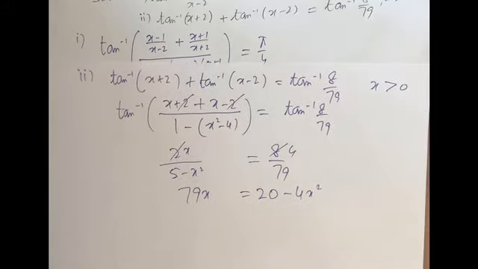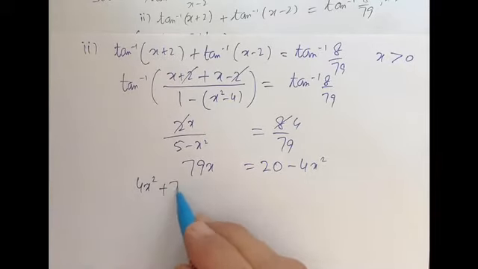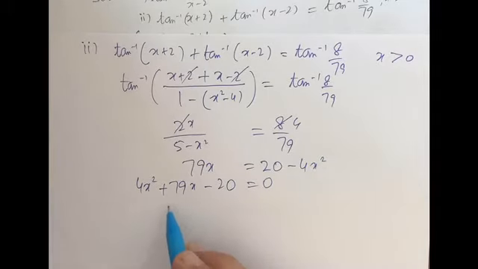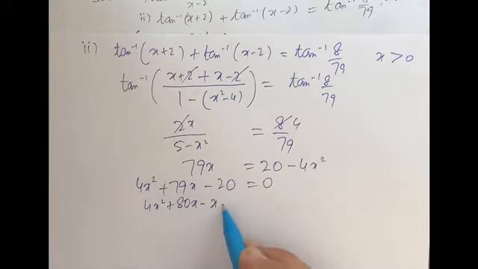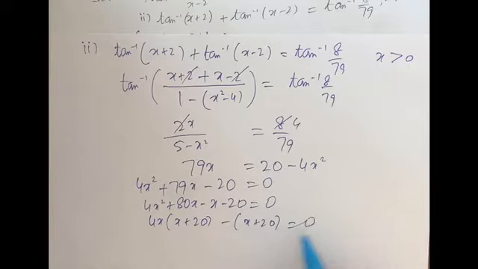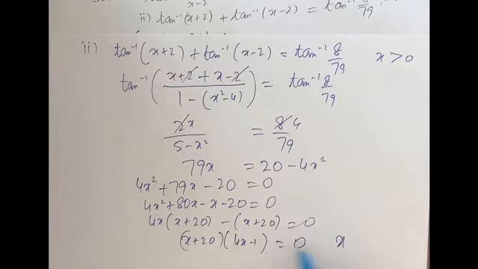Now we can write 4x square plus 79x minus 20 equal to 0. We can split up the middle term. We can write 79x as 80x minus x minus 20 equal to 0, taking 4x common, minus sign common, taking x plus 20 common, into 4x minus 1, this is 0. So the first one gives us x is equal to minus 20, but we are given x is positive. So the second factor gives us x is equal to 1 by 4, and this is the answer.